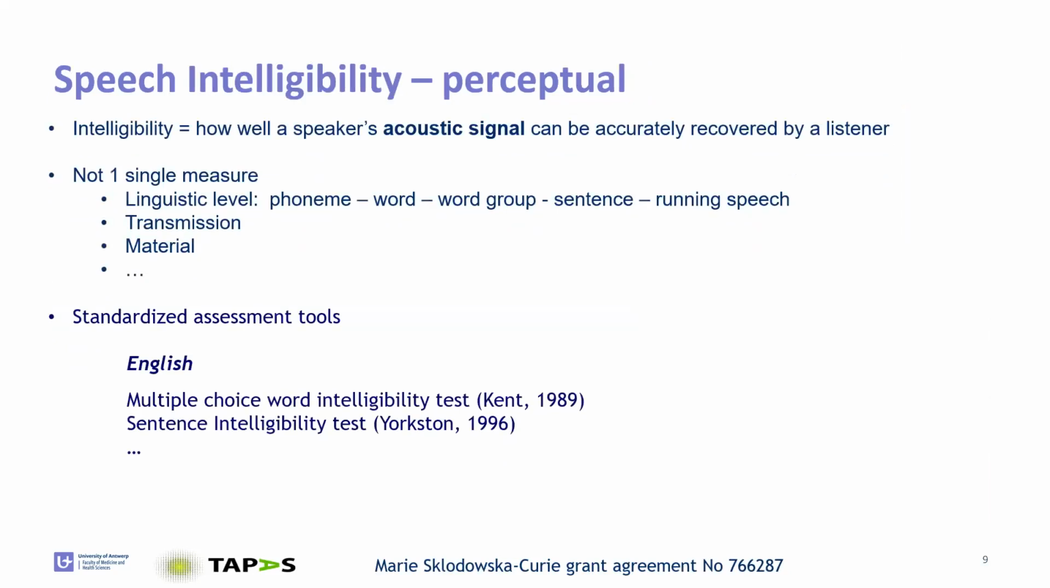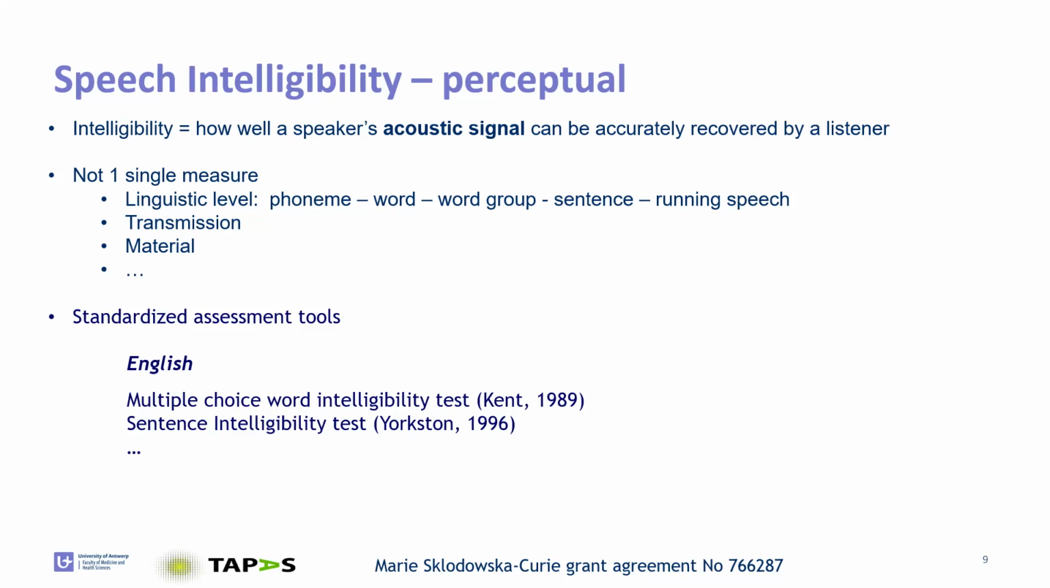Now, speech intelligibility, it's a hot topic these days. So I agree with the definition that intelligibility is about how well a speaker's acoustic signal can be accurately recovered by a listener. And I also agree with the fact that it's not just one single measure, and it's influenced by a lot of different factors.